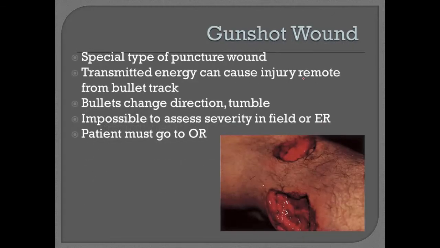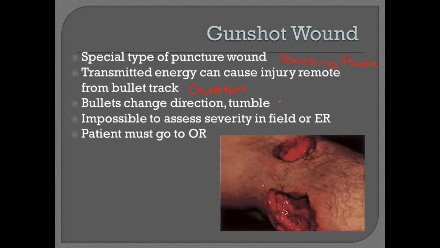So gunshot wounds. Gunshot wounds are a special type of puncture wound or penetrating trauma, which we also call it. So penetrating trauma. The transmitted energy can cause injury remote from the bullet track. And we'll talk about this more in a different lecture. It's called cavitation. You can look it up on YouTube if you want and find a video of what cavitation looks like. The other thing that can happen is that the bullets may change directions and they may tumble.